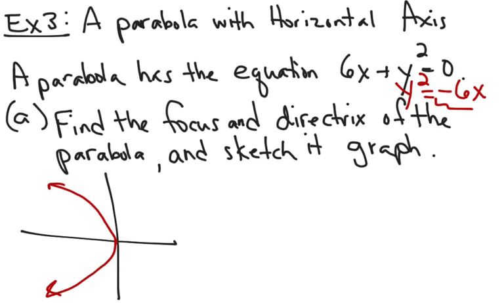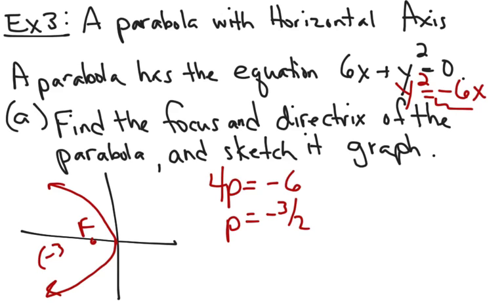The next thing I need to figure out is what the focus and directrix are. Well, 4p is equal to negative 6. It's equal to that coefficient in front of the linear term. So p must equal negative 3/2. So I know the focus must be at negative 3/2, 0. Therefore, the directrix must be the equation x equals positive 3/2.